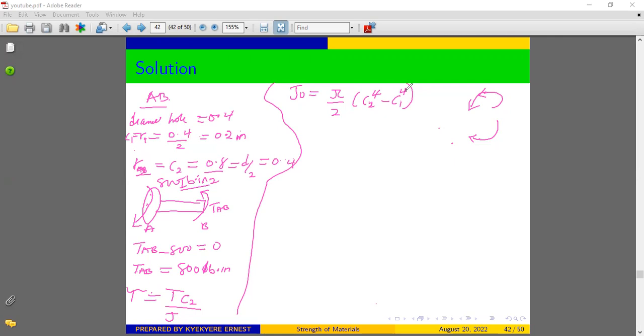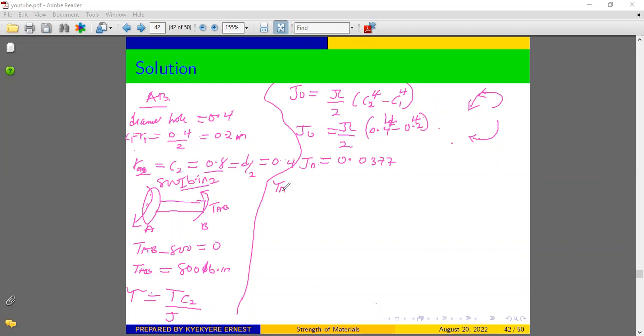So from here, our J is going to be pi on 2 into bracket 0.4, C2 is 0.4, raised to the power 4, minus 0.2, not square, sorry, I confused that. It's raised to the power 4, not square. So from here, J will be equal to 0.0377.